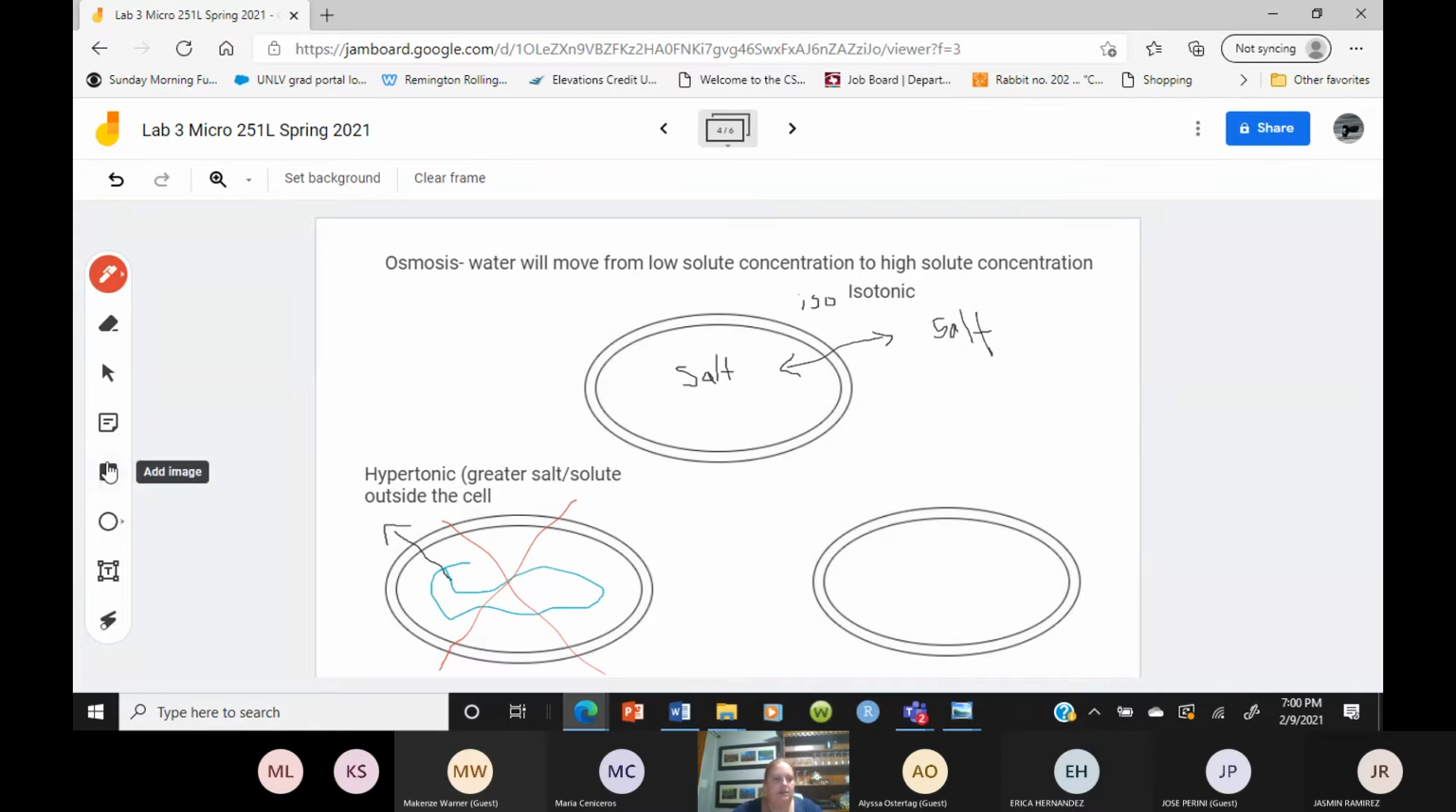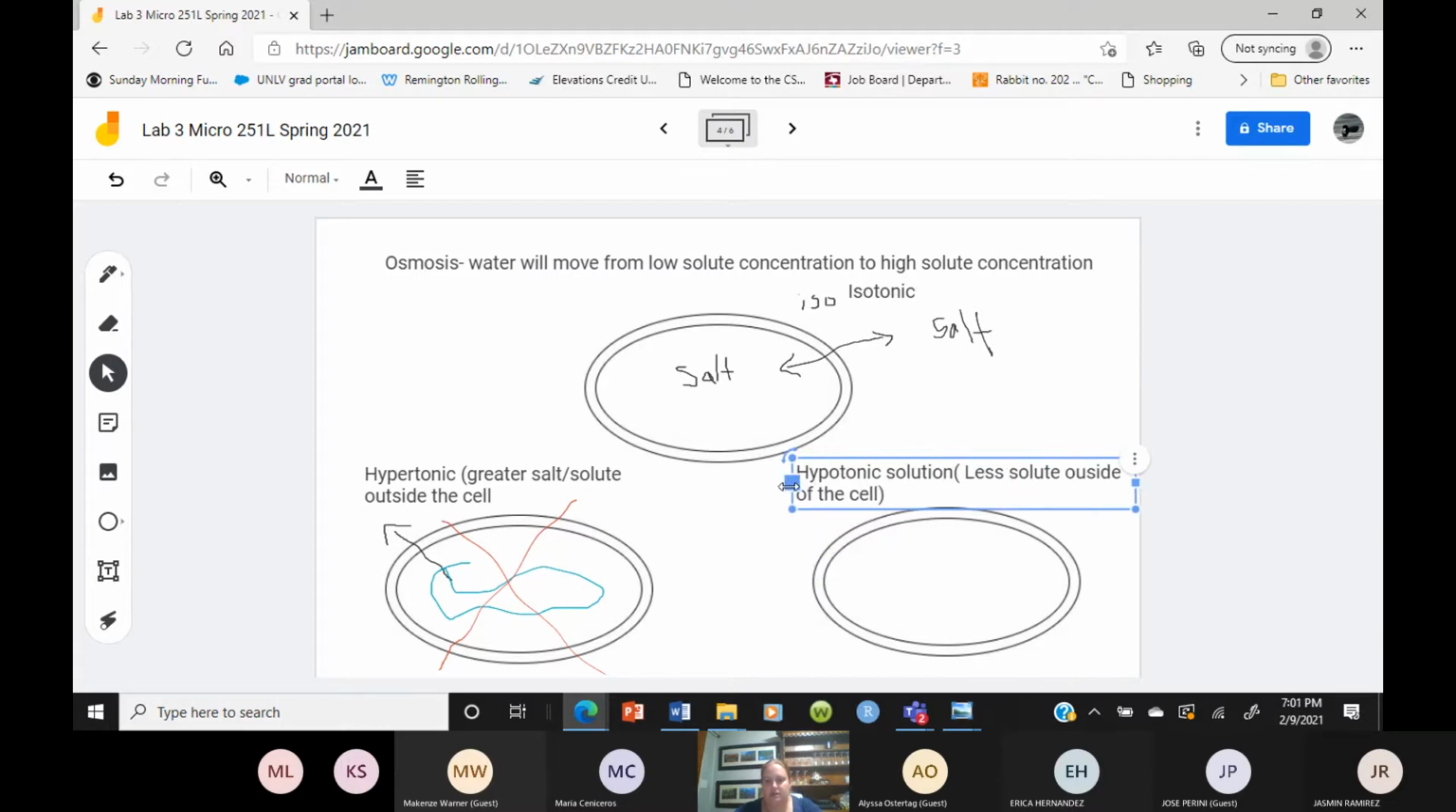And then the opposite of a hypertonic solution would be a hypotonic solution. So there's less salt, or solute, I'll just say, because it can be sugar, salt, anything like that outside the cell. So this would happen if you maybe threw bacteria into DI water where you've removed all the salt from the water or something like that. So a hypotonic solution, water would want to be rushing into the higher salt concentration of the cell.